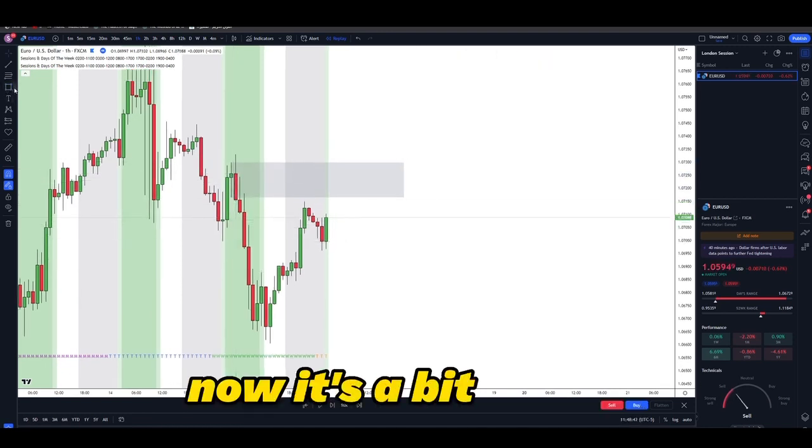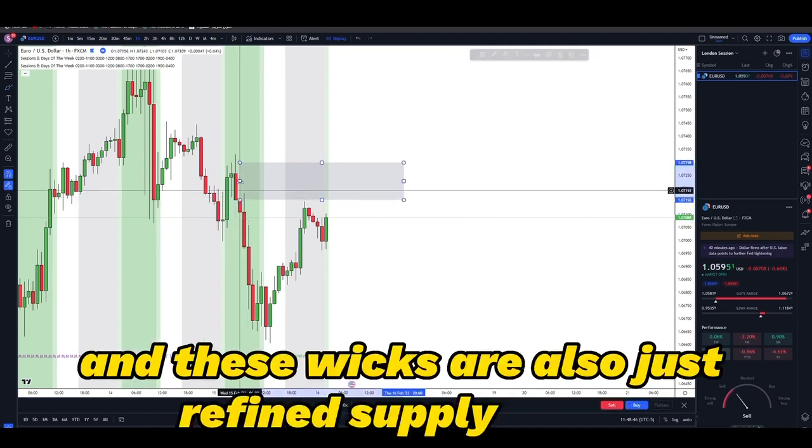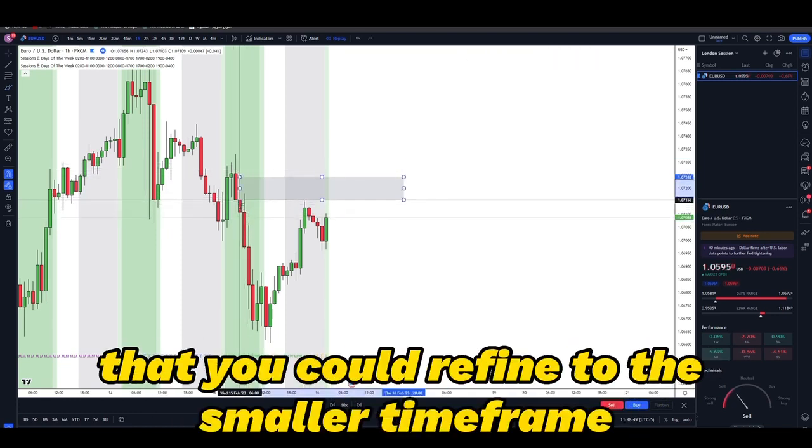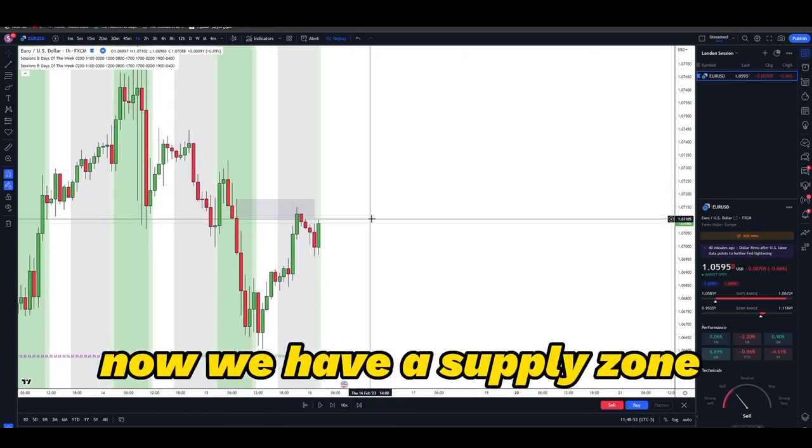Now it's a bit messy because you see there's wicks over here, and these wicks are also just refined supply zones that you could refine to the smaller time frame. And then if we refine it down to this point, now we have a supply zone right here.